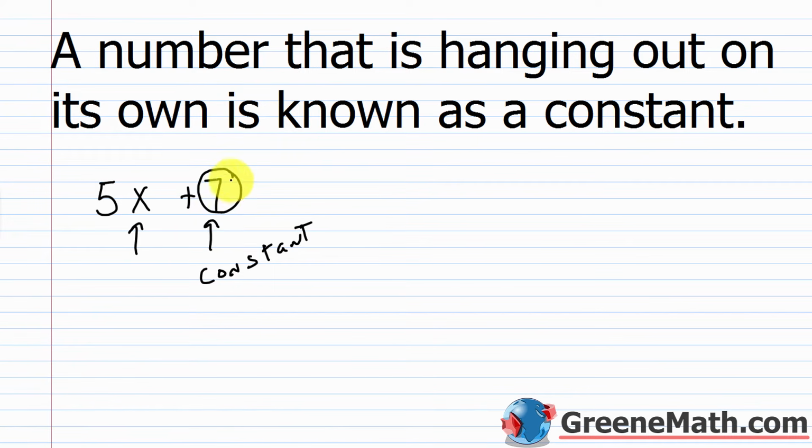That's why we say this is a constant, because the number 7 is not going to change. If I have something like 3x squared minus 2, 2 is hanging out by itself. 2's value is constant. It's not going to change. So that's why we refer to it, again, as a constant.